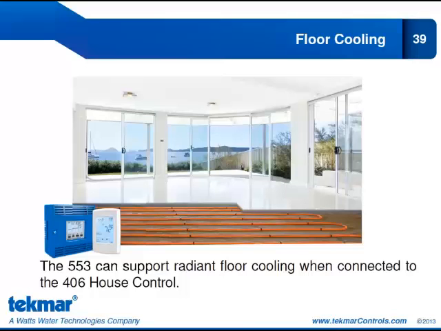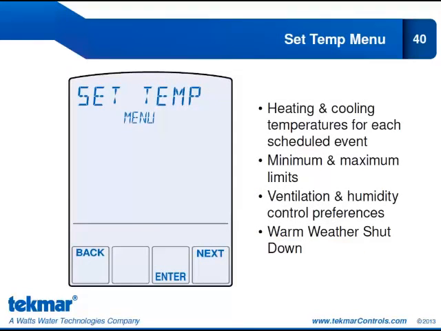In the Set Temp menu is where you will set your heating and cooling temperatures for each scheduled event. It's also where you'll put in your minimum and maximum floor limits, where you will enter your ventilation and humidity control preferences, so your humidity minimum and maximum settings. And this is also where you configure the warm weather shutdown temperature.